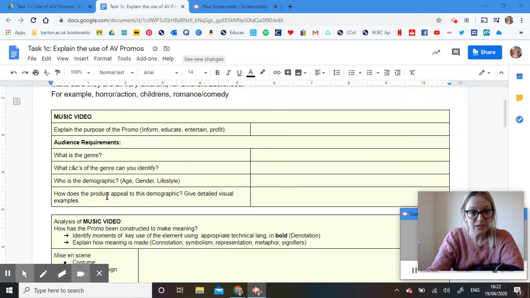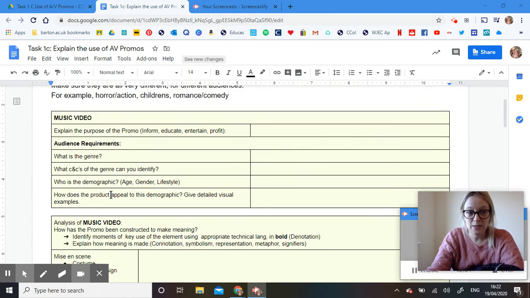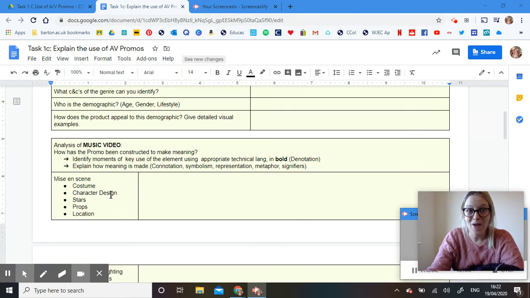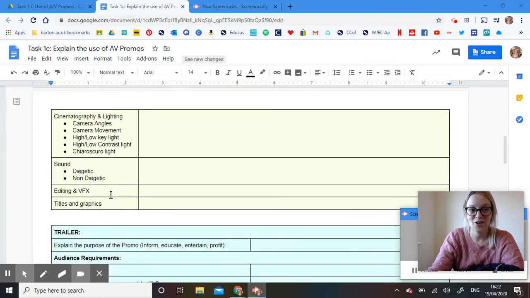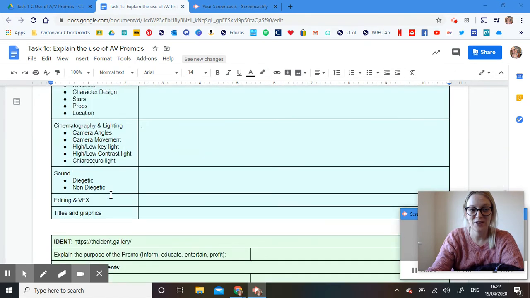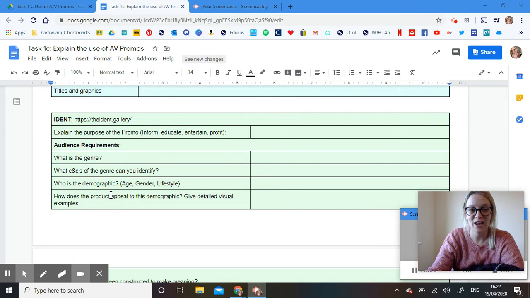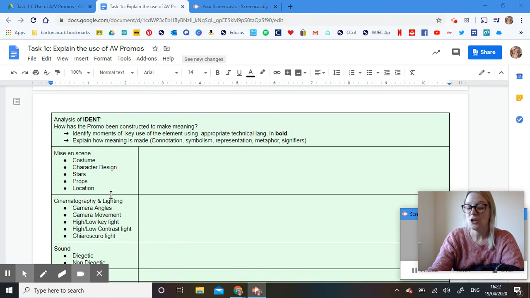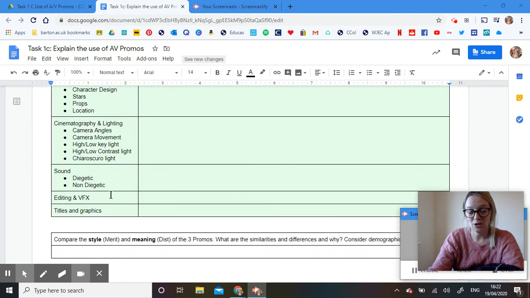So there's a box here about purpose and audience. There's a box about analysis. You need to repeat this 3 times. There are 3 products. Scroll down, you'll see there's a box for the music video, a box for the trailer, and a box for the ident. You can do this in any order that you like.